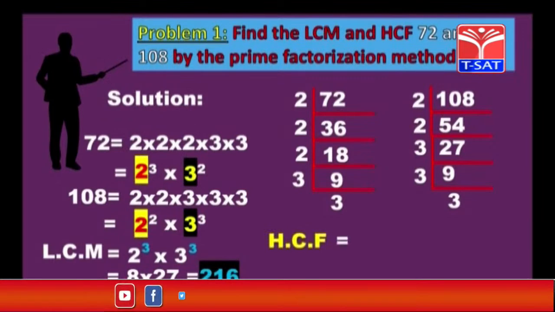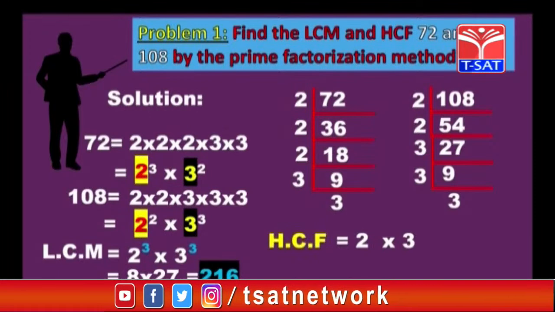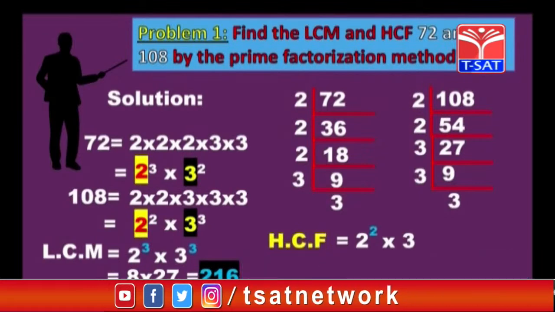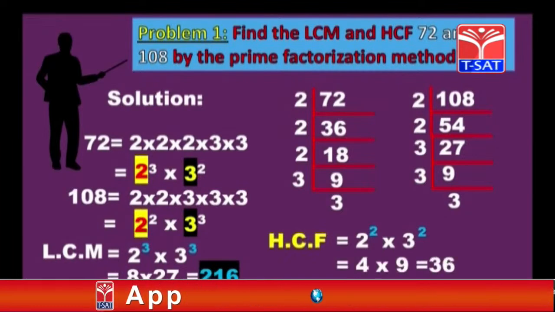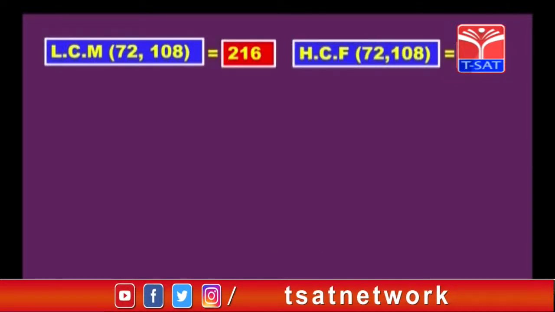HCF is equal to, which we know, I should take only common primes. So 2 and 3 are common in both prime factorizations. So I am writing 2 and 3 here. Now coming to the power. We should take the smallest powers. In the prime factorization, 2 cube and 2 square, the smallest power is 2. So I should write 2 square, and for 3 also 3 square. So 2 square is 4, 3 square is 9, 4 into 9 is 36, 36 is the HCF. So LCM is 216 and HCF is 36.